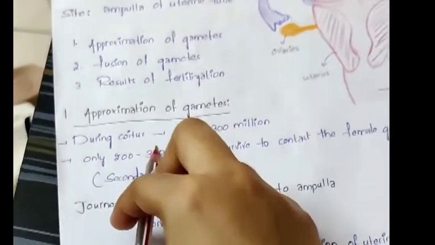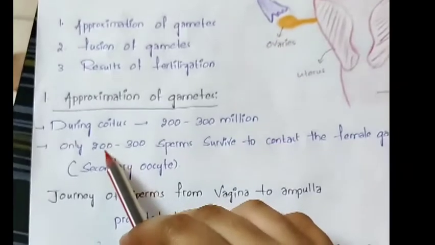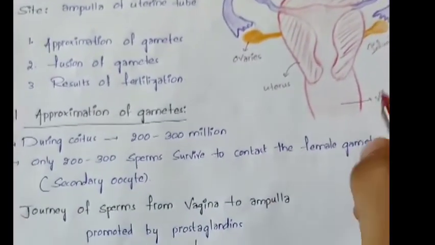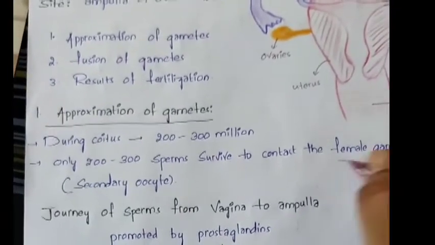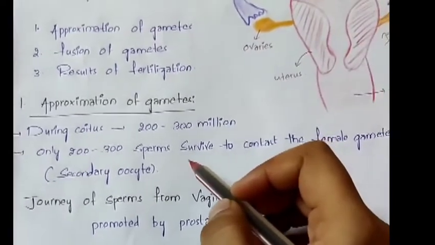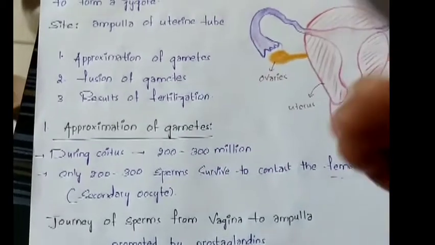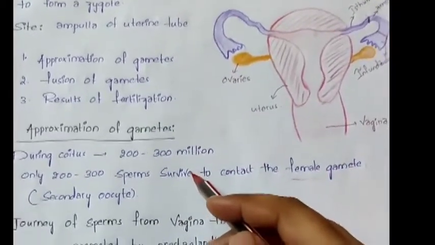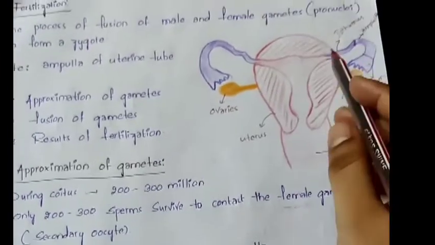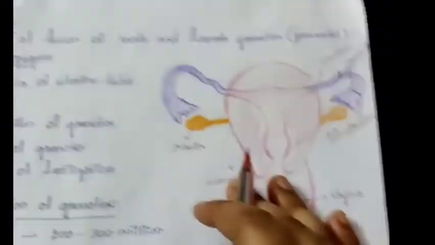During coitus, a male ejaculates 200 to 300 million sperms, but only 200 to 300 sperms survive to contact the female gamete. The female gamete here is the secondary oocyte. Because of the immune response in the female, only 200 to 300 sperms can reach the secondary oocyte, and the rest will disintegrate and some of them will die in the genital tract. Now let's see the journey of the sperms from the vagina to the ampulla.